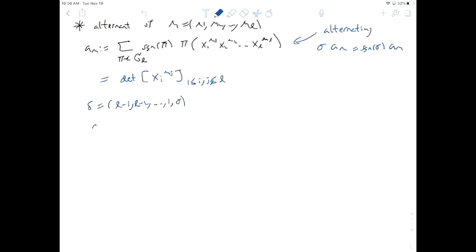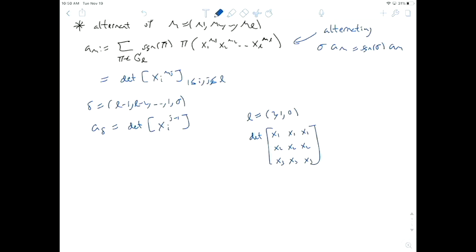In this case, a_delta is the determinant of x_i to the j minus 1. Let me do an example so you see this is a known friend of yours. So what would this be? This would be the determinant with rows x1, x1, x1, x2, x2, x2, x3, x3, x3, and powers 2, 2, 2, 1, 1, 1, 0, 0, 0. Have you seen this determinant before? Yes, the Vandermonde, exactly. This is the product of x1 minus x2, x1 minus x3, times x2 minus x3.